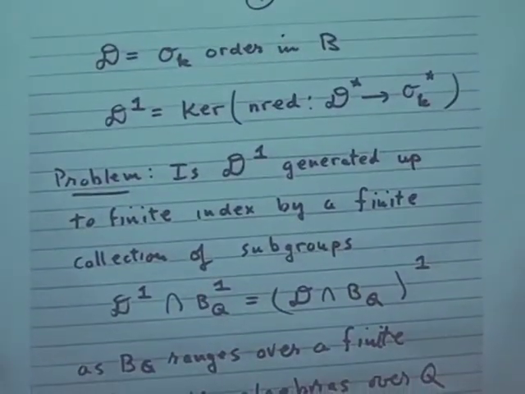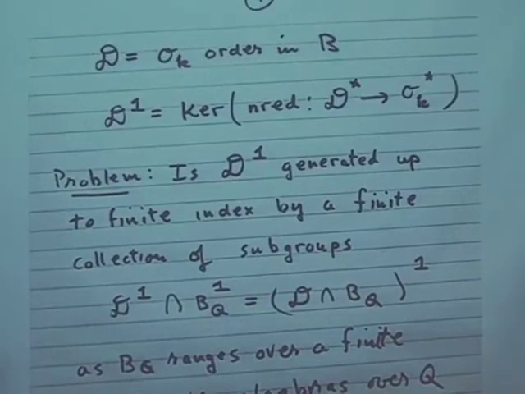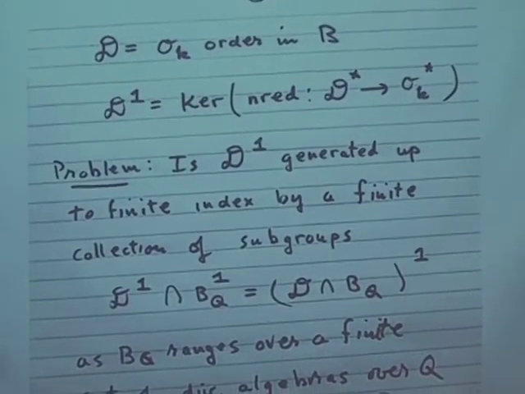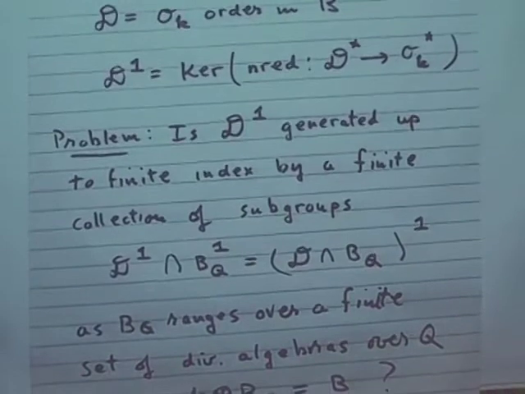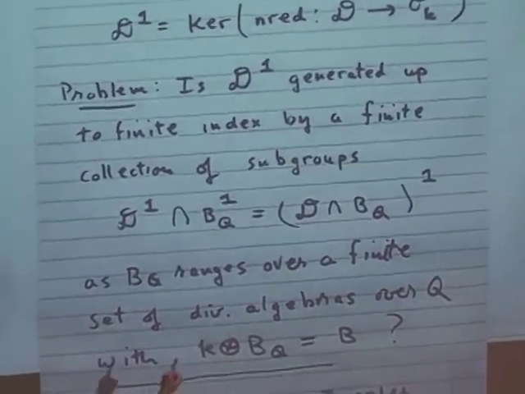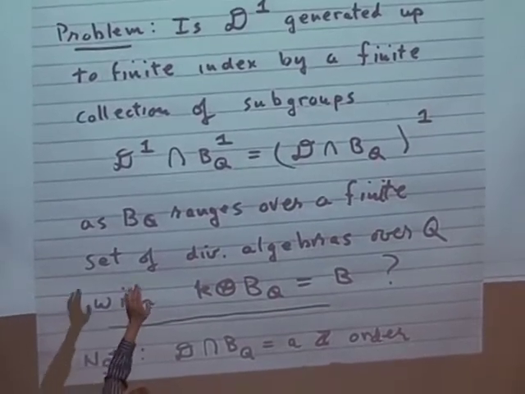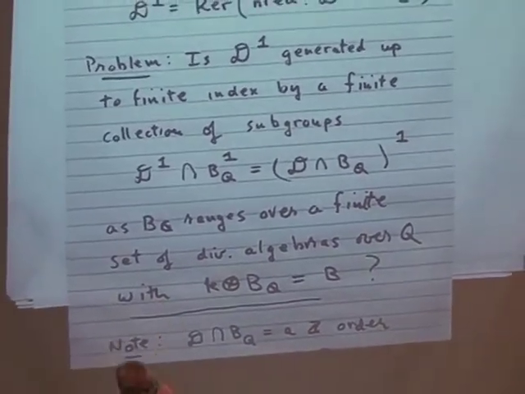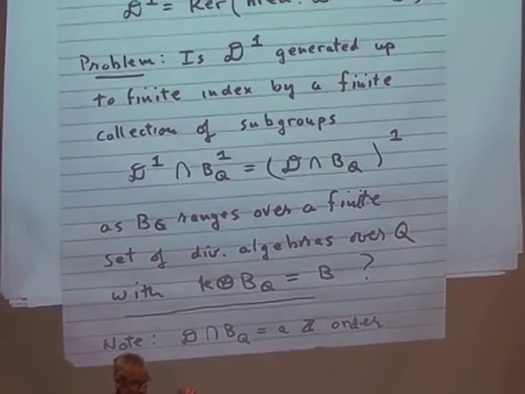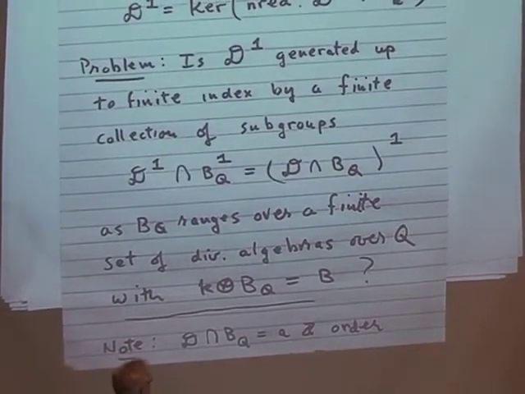And the issue is, in the case in which B comes from infinitely many different quaternion algebras over Q, can we generate this arithmetic group D sub 1 by its intersection with those quaternion subalgebras over Q?